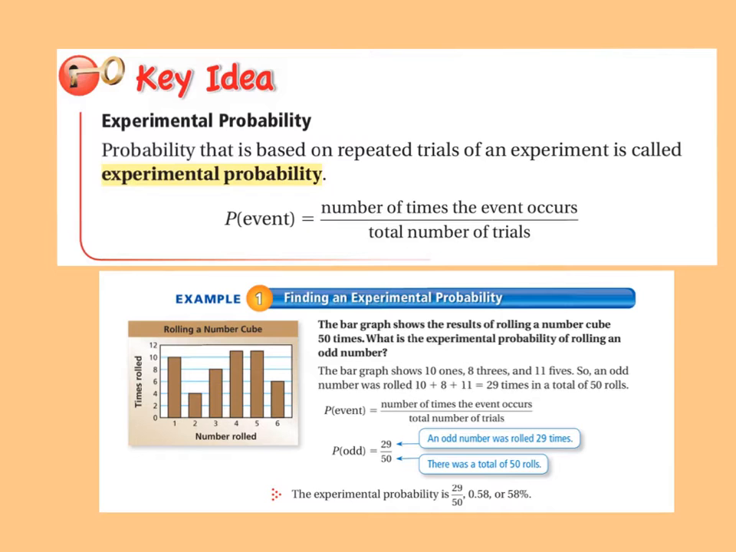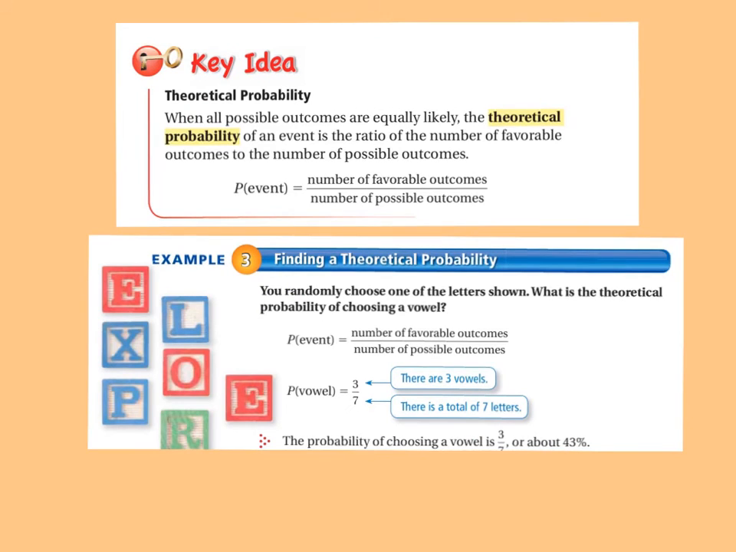Now, this is a little different because we're actually looking at data from an experiment. The other type of probability that we're going to talk about is theoretical probability. This is when all possible outcomes are equally likely. The theoretical probability of an event is the ratio of the number of favorable outcomes to the number of possible outcomes. So if we think back to our example on the previous screen, rolling an odd number, we know that on a regular number cube, there are 3 out of 6 odd numbers. So the theoretical probability of rolling an odd number is 1/2.